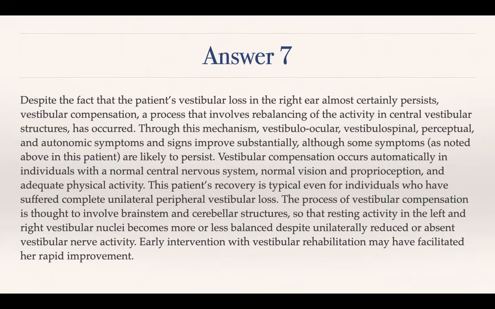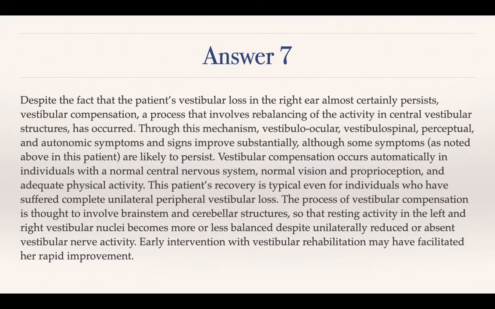Vestibular compensation, a process that involves rebalancing of the activity in the central vestibular structures, has occurred. Through this mechanism, the vestibulo-ocular, vestibulospinal, perceptual and autonomic symptoms and signs improve substantially, although some symptoms, as noted above in this patient, are likely to persist. Vestibular compensation occurs automatically in individuals with a normal central nervous system, normal vision and proprioception, and adequate physical activity. The important things are: central nervous system normal, vision normal, proprioception normal, and activity normal.